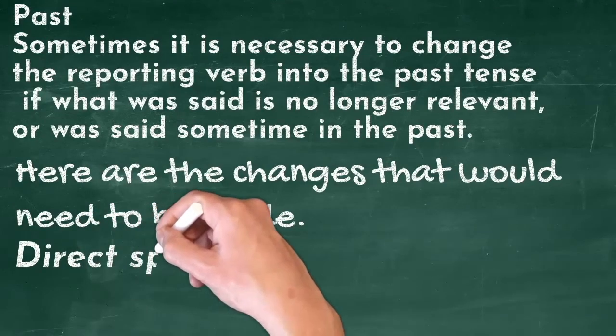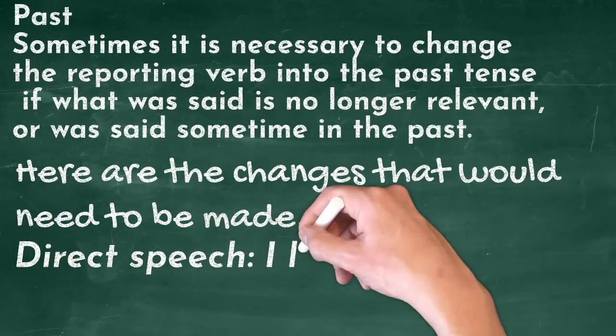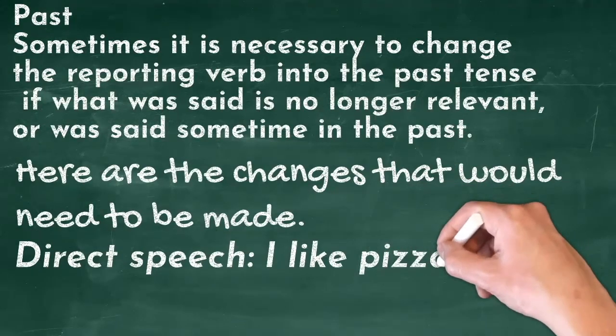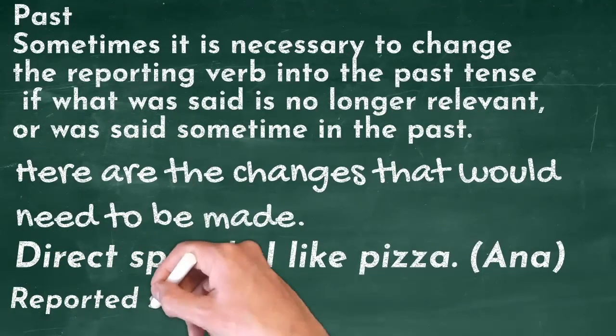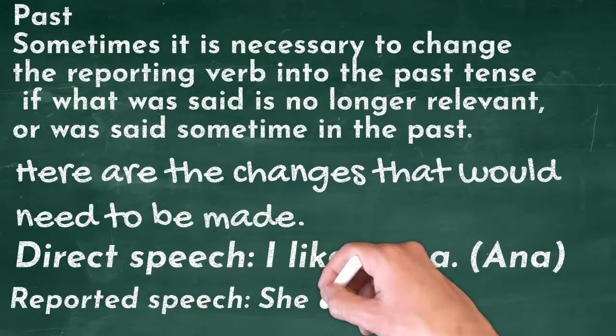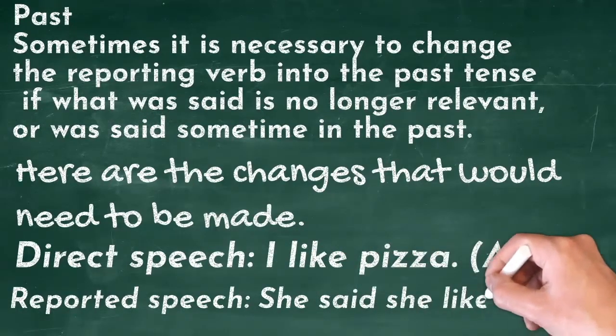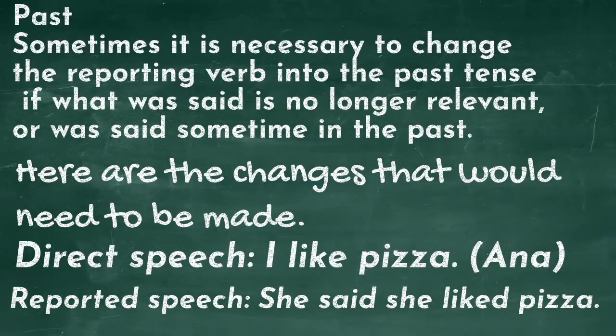Example, direct speech: I like pizza. So Anna is speaking. I like pizza. Reported speech: She said she liked pizza. Or Anna said she liked pizza. So you see the change? So it was changed into the past.